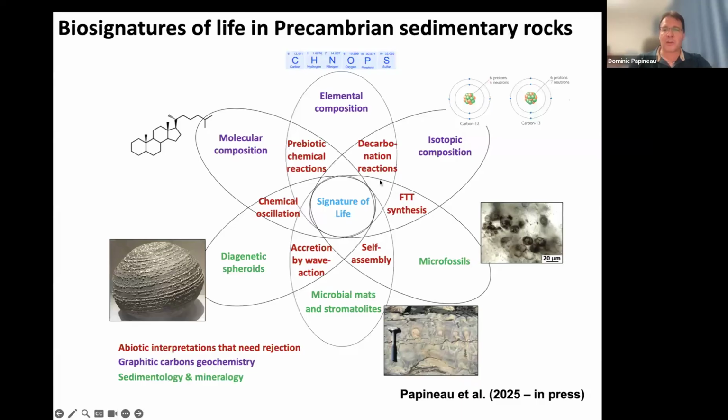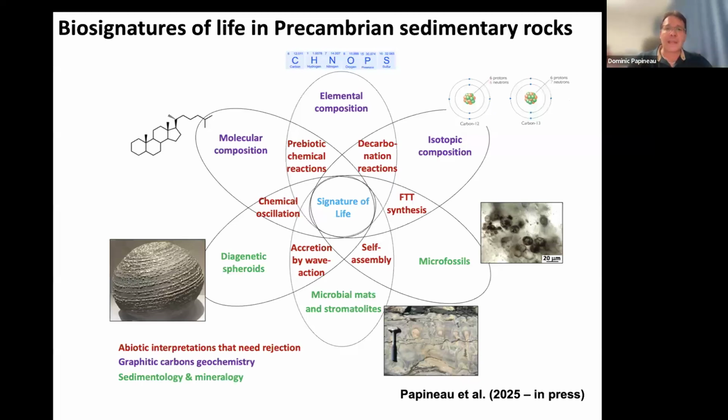So there's the prebiotic chemical reactions I mentioned already, decarbonation, FTT synthesis. These are all things we talked about. Chemical oscillation may be new for some of you, so I will spend some time talking about it, because I think these can lead to the formation of spheroids, these diagenetic spheroids like concretions, nodules, granules, and ooids, and I will talk more in detail about this momentarily. Other sedimentological biosignatures would include stromatolites and microbial mats, as well as microfossils. But for every one of those cases, we have to consider that if we are on another planet where there's no evidence of life yet, like Mars, and we find stromatolites, these stromatolites might have actually been formed abiotically and not necessarily by cyanobacterial microbial mats as we typically interpret them on Earth.